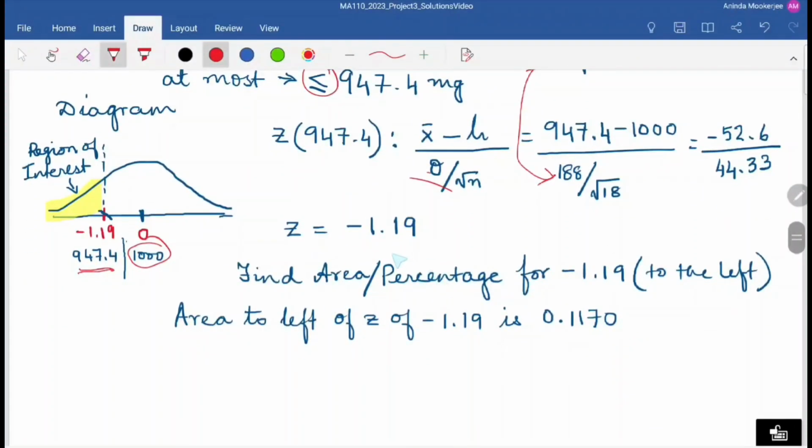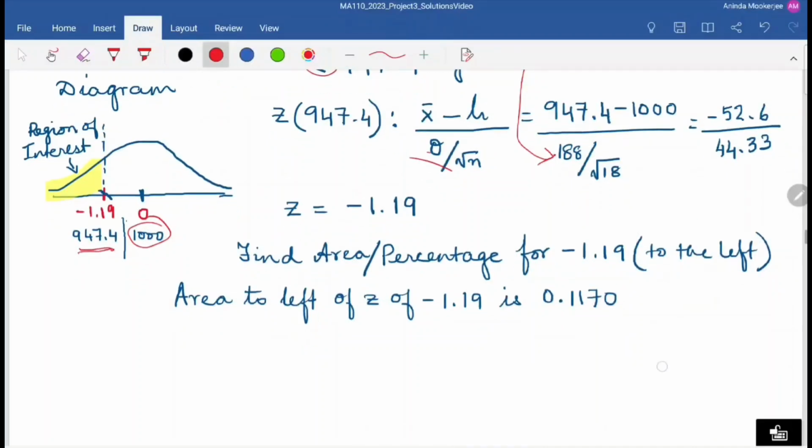Now find the area corresponding to negative 1.19. So the area from the table, please look it up. It's 0.1170. So that gives us the area to the left of the Z value of negative 1.19. And once we have it, you just have to convert that to percentage and write out your answer.